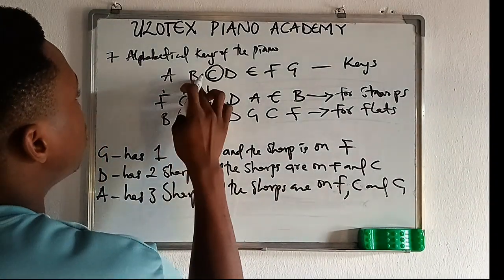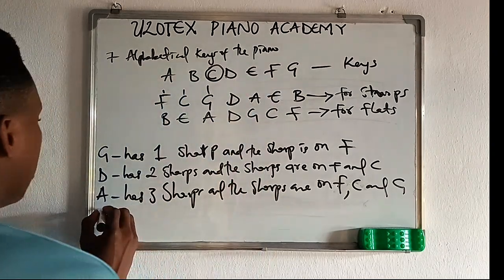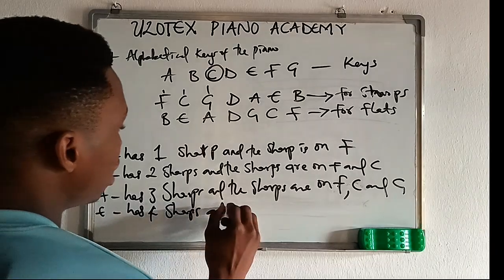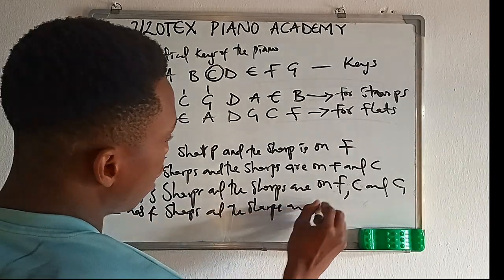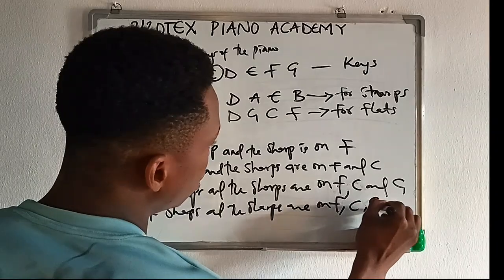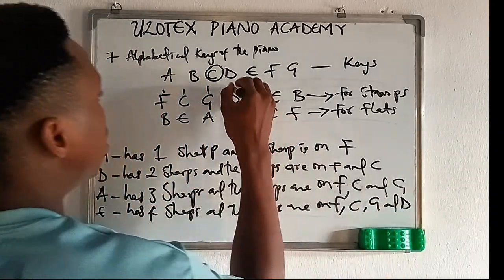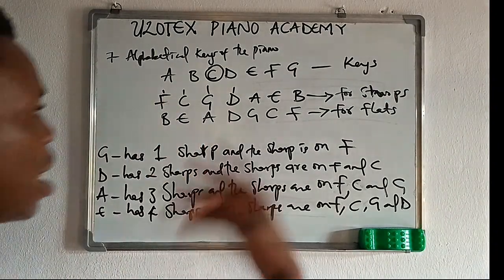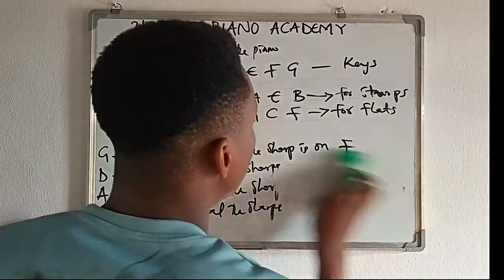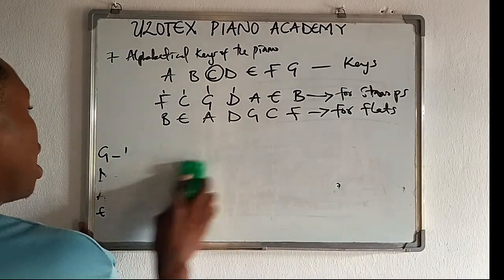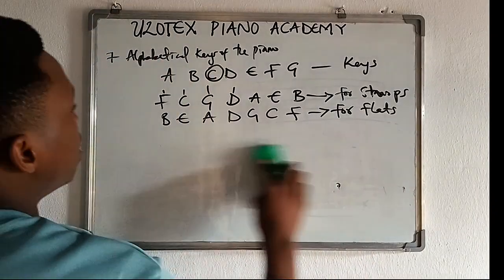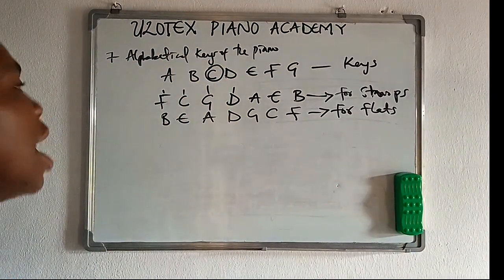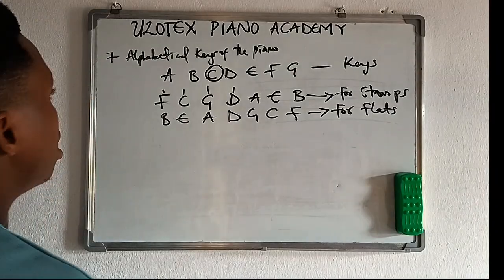Let's continue. 1, 2, 3, 4, 5. We stop at E now. So key E has 4 sharps, and the sharps are on F, C, G, and what again? And D. So key E has 4 sharps, and when you put it that way, you see that the 4 sharps are on key F, key C, key G, and key D. And one funny thing is that they are all repeating. As you are going, they are just repeating that way. So now we stop at E.